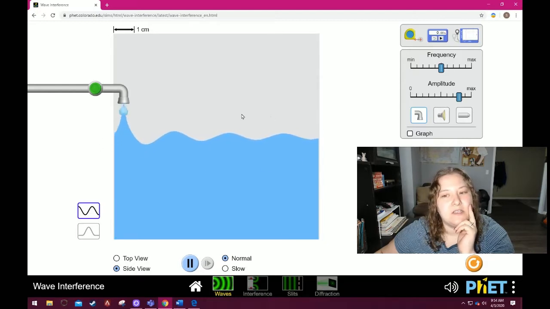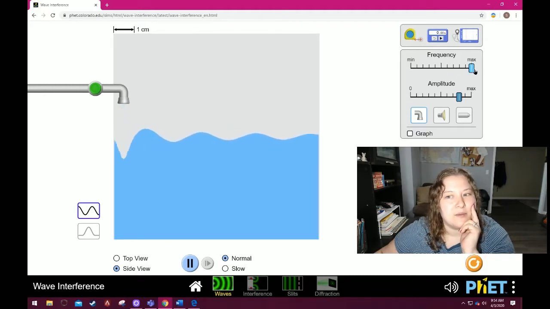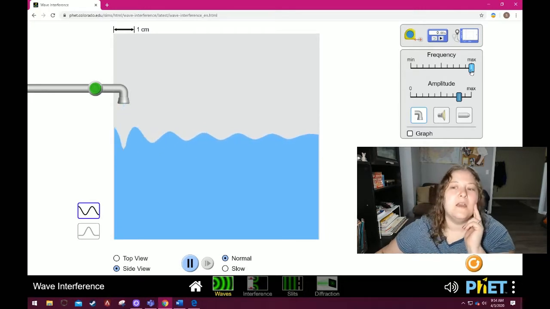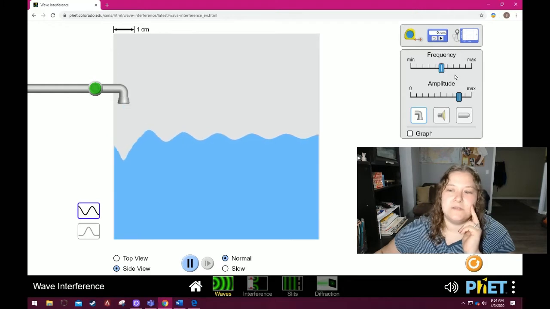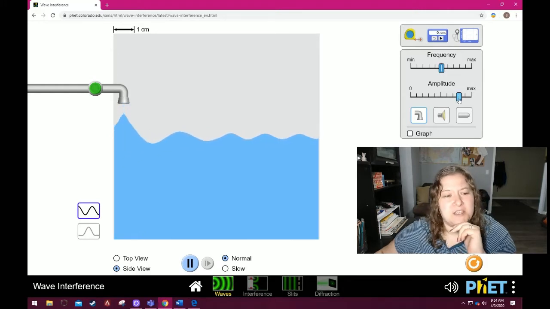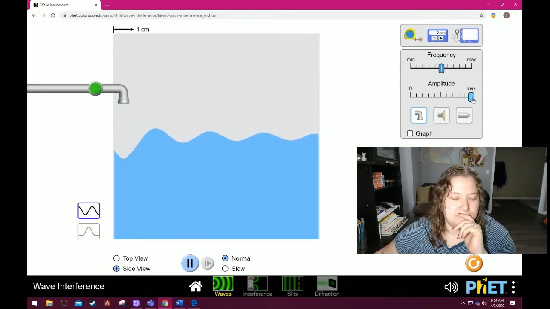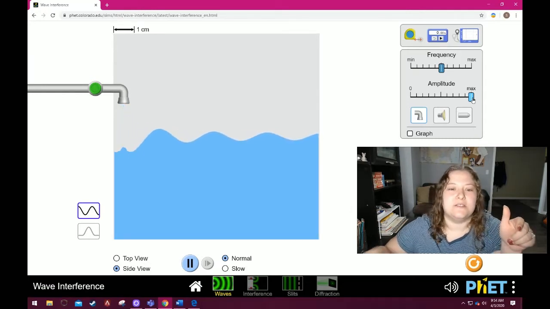As you can see, as it drops, the wave is going up and down. There's the crest, there's the trough. This is its frequency. We can up the frequency, right? We can make it happen more often, so the waves come more often. We can lower the frequency. And we can change the amplitude, right? The amplitude is the height of the wave. Make it really large. But this is a great example of a transverse wave.